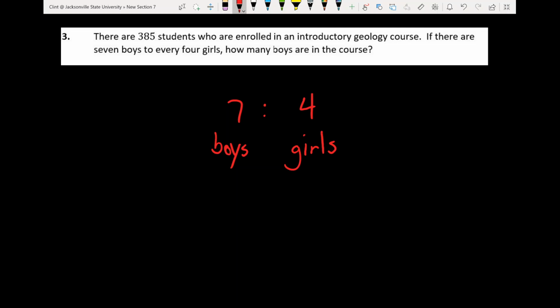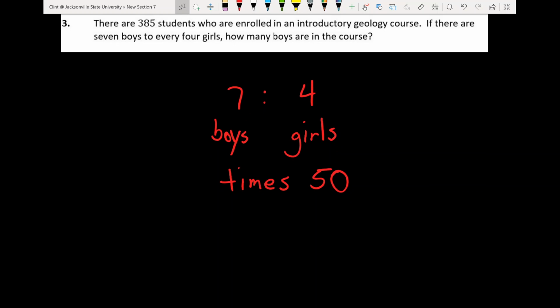So what we've got to do is come up with an equivalent ratio here. We've got to multiply 7 to 4 by some number so that when we add the totals together, the total boys and the total girls, we get 385. Again, here you can just use trial and error. Maybe if we multiply by 50, let's try that. That might be too big, but it's okay. 7 times 50 would be 350 boys, and 4 times 50 would be 200 girls. That's too big because we end up with a total of 550.